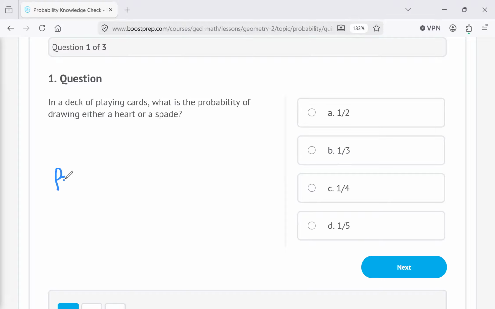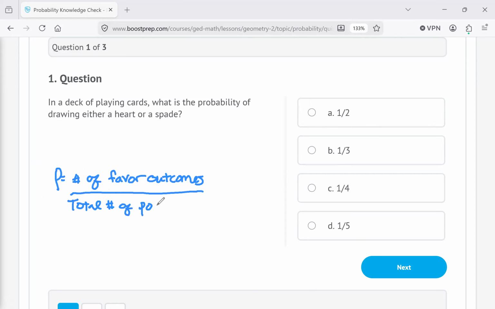So it's going to be probability equals number of favorable outcomes over the total number of possible outcomes. Okay, so on the top, what is our favorable outcome? It's the number of hearts plus the number of spades.